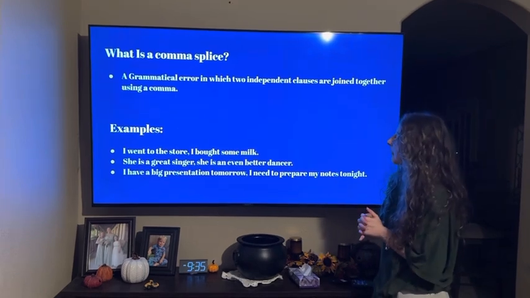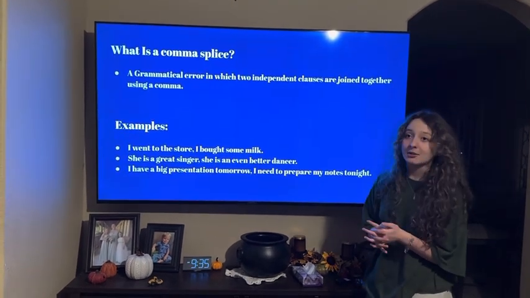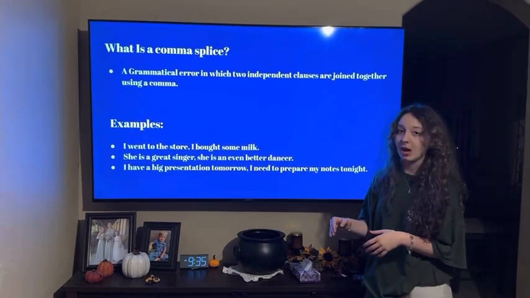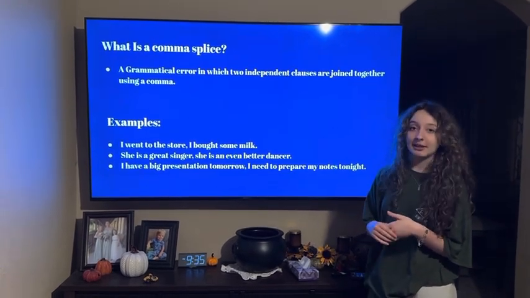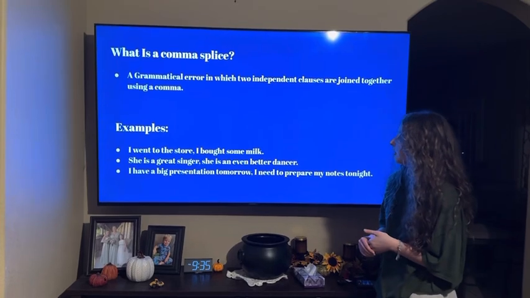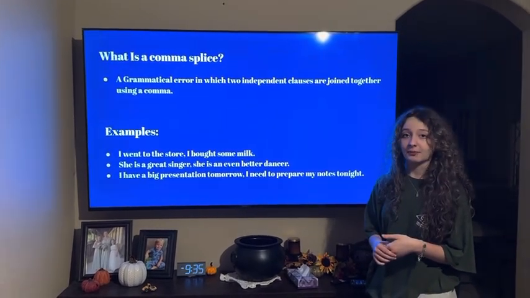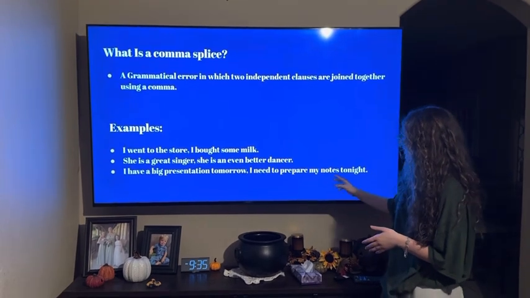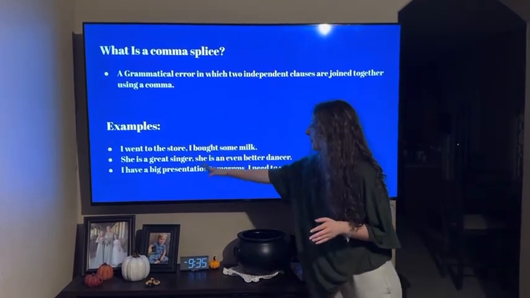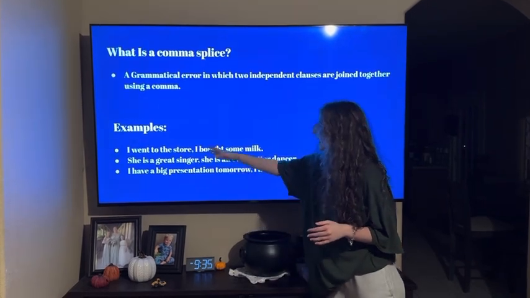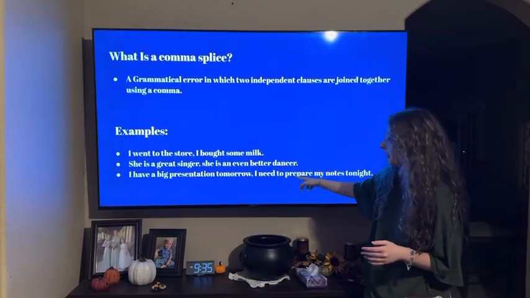Some examples of this error include: I went to the store, comma, I bought some milk. She's a great singer, comma, she's an even better dancer. And then, I have a big presentation tomorrow, comma, I need to prepare my notes tonight. As you can see from these examples, before the comma we have its own independent clause, and then after the comma we have another independent clause.